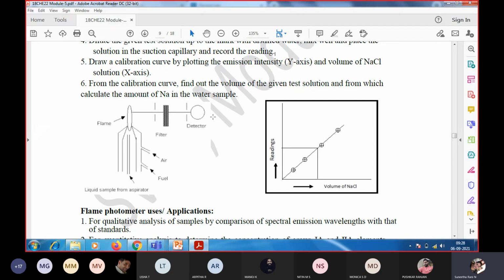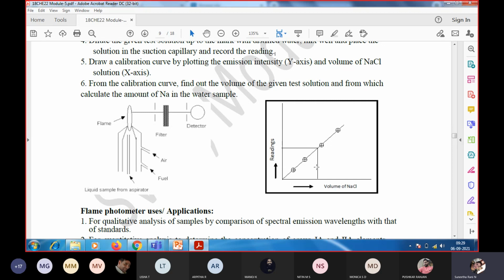Like that, you take the second solution and keep it in the same place, and with capillary action it sucks the solution, it gets heated and converts into vapor, and these vapors are caught by the flame and the detector detects the solution. Like that, you get points, and you plot a graph of the reading displayed against the volume of NaCl solution you have prepared. When you plot the graph, you will get the points in a straight line.